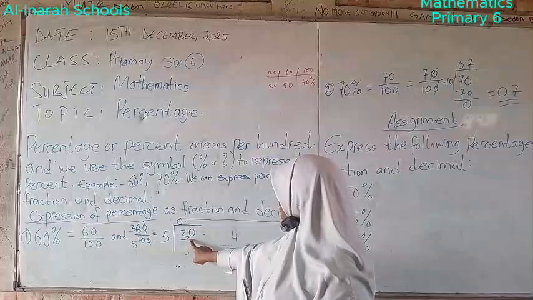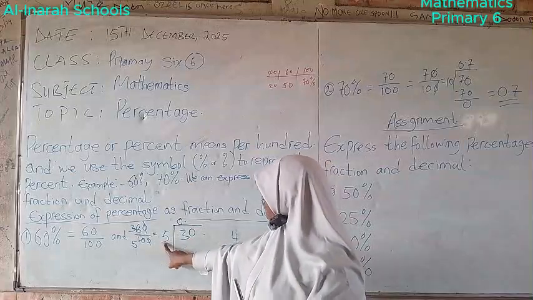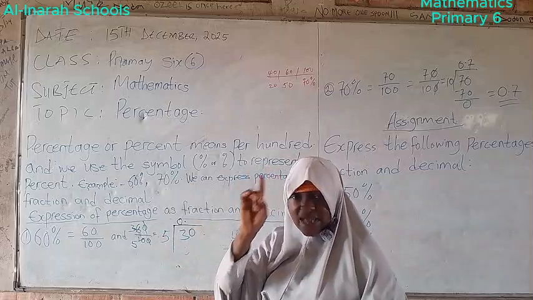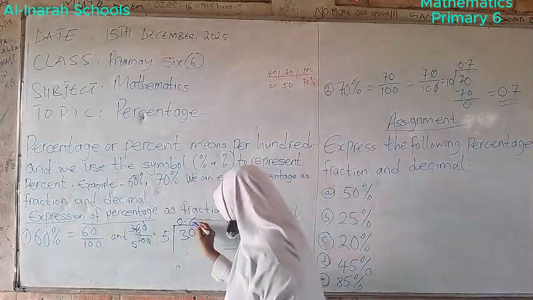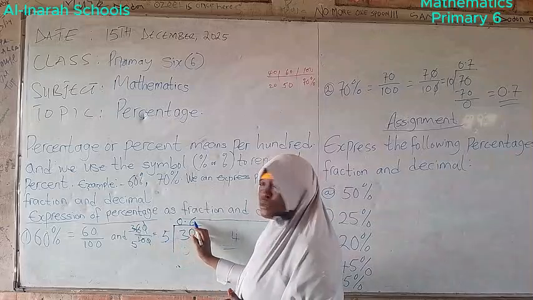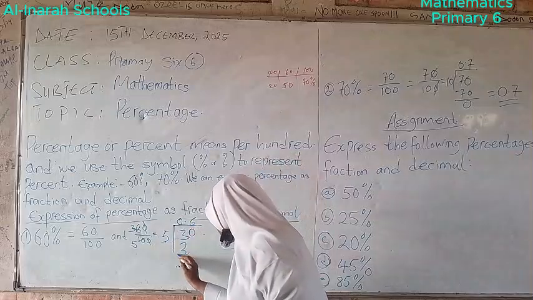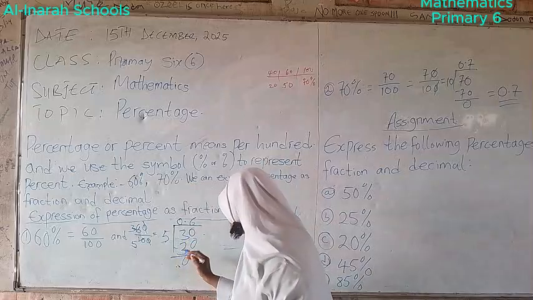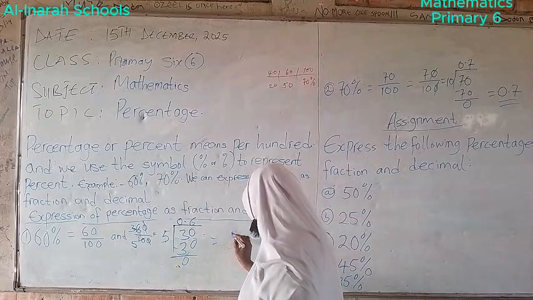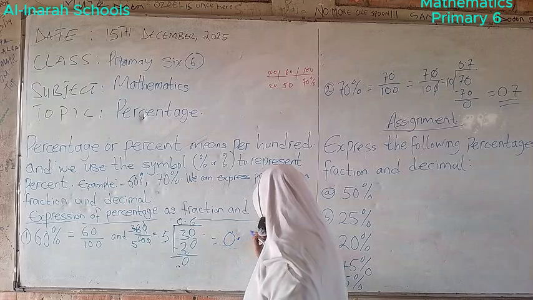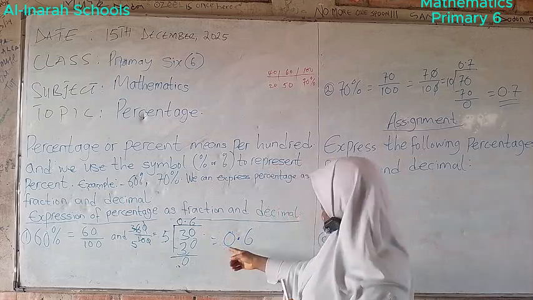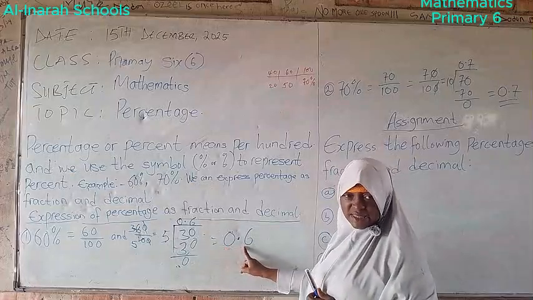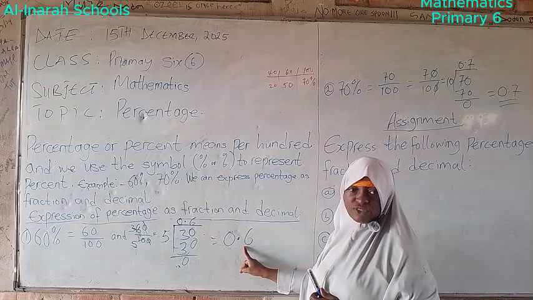Now we are going to divide 30 by 5. How many times can 5 go into 30? 6 times. You see? 5 times 6 will give us what? 30. And 30 minus 30 will give us what? 0. So our answer will be 0.6. This is our decimal number. 0 is the whole number, while 6 is the fraction number.